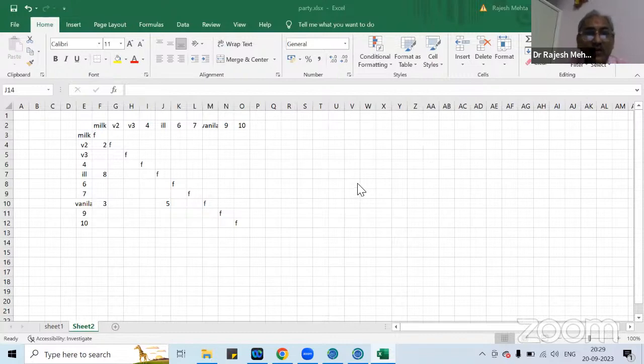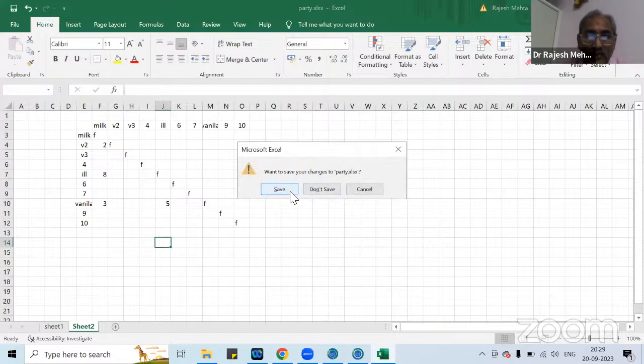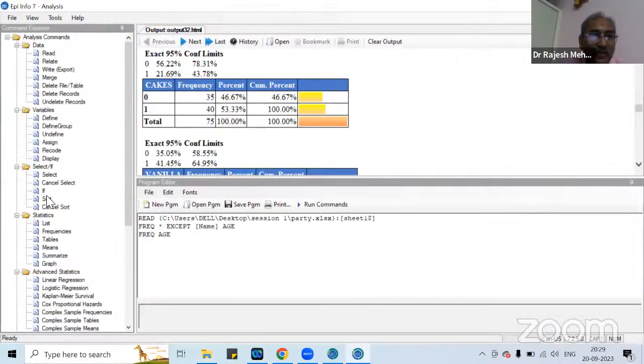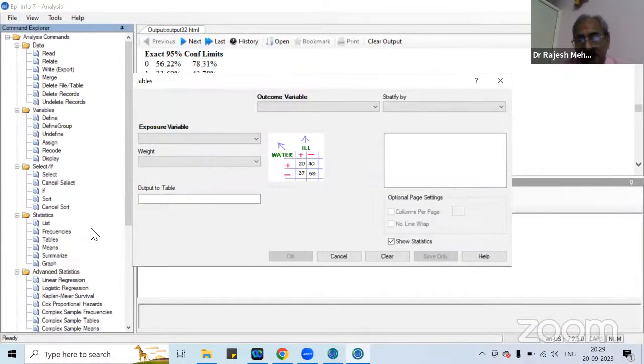So now this is what is required for UGs, PGs, and those who start a project, that there could be something beyond what you have thought, and it may come out. Now, once you have done this, let's go back again to Epi Info. So now you know the read command, you know the frequency command, and now we are going for the tables command.